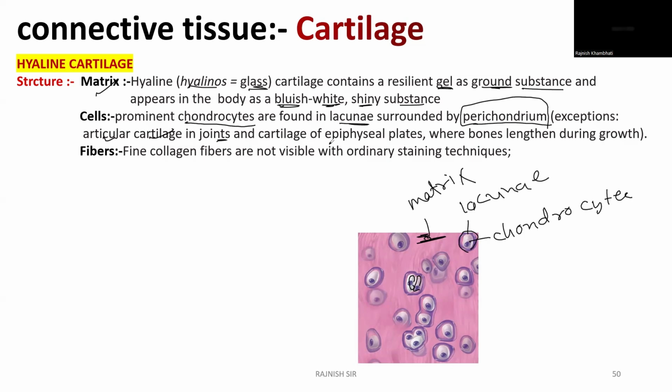And cartilage of the epiphyseal plates, where bones lengthen during growth. Like this is the bone, for example. So this length of the bone is epiphysis. This portion is epiphysis. And so over there also it is present.